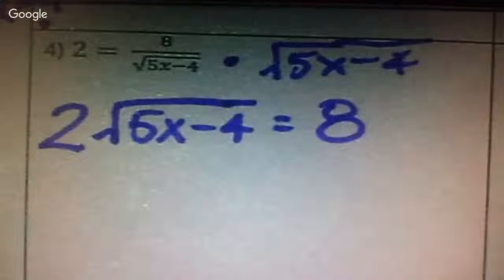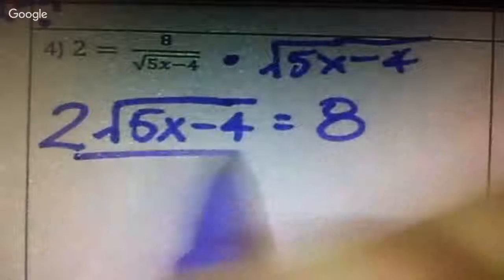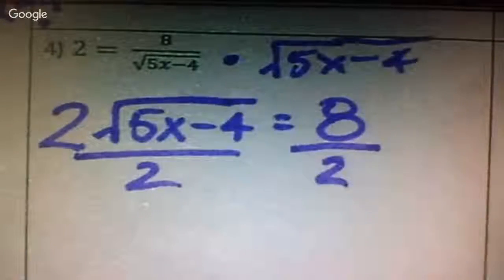Now you should be good. We don't square it yet. I have to get rid of that 2 outside of my square root first. So we divide both sides by 2.